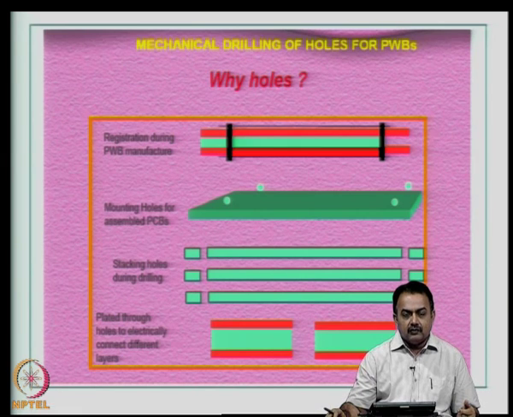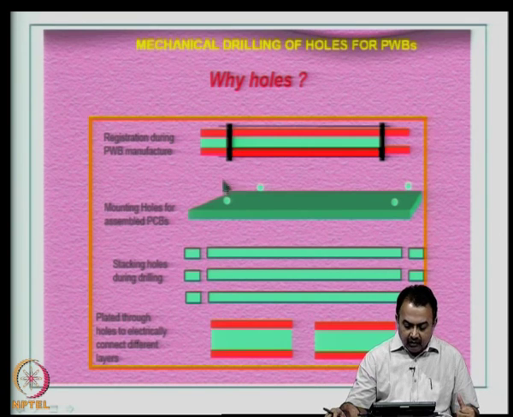So, mechanical drilling of holes for PCB, why do you require holes? You require holes for registration during manufacturing. If you are working on large volume production, you have to register your photo tool to the copper surface of the PCB at various times during, let us say, a multi-layer PCB manufacture. Therefore, you are not going to use manual registration, you will do an automated registration. For that you require holes, mounting holes for assembling the PCBs, or in your PCB you would definitely have mounting holes which need not be plated, but these are going to be mounted to your chassis of your product.